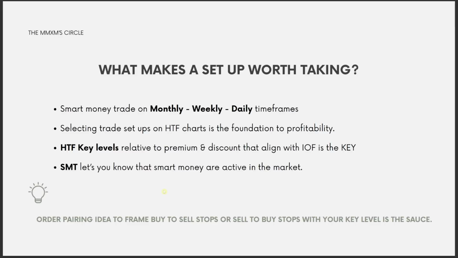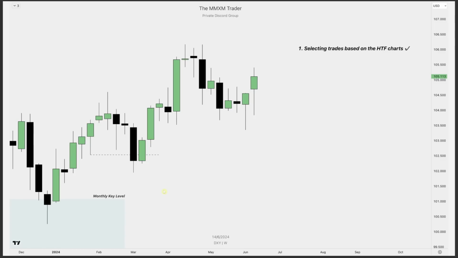Right, so we know we need to focus on that monthly, weekly and daily time frame, because setting up the higher time frame charts is the foundation to profitability. We need that high time frame key level, right, relative to the premium and discount, and this will align with institutional order flow, and then we have to spot that SMT. Now you can use order pairing technique to frame those buy to sell stops or frame those sell to buy stops within that key level. So number one, selecting trades based on the higher time frame chart, right? We know we are bullish on the higher time frame.